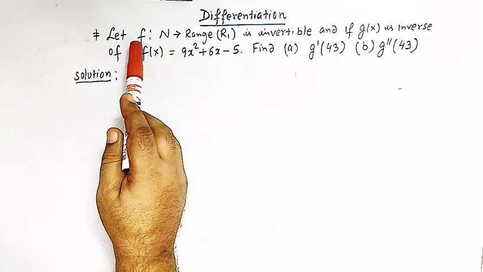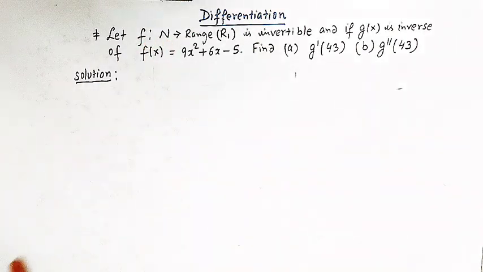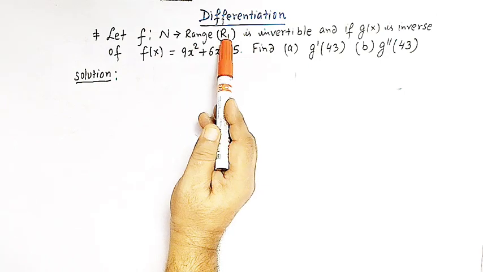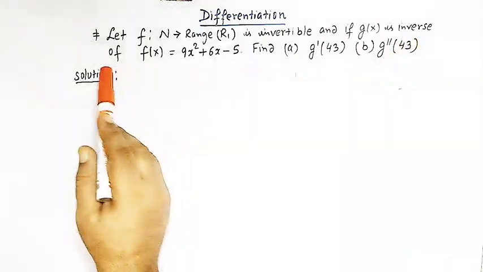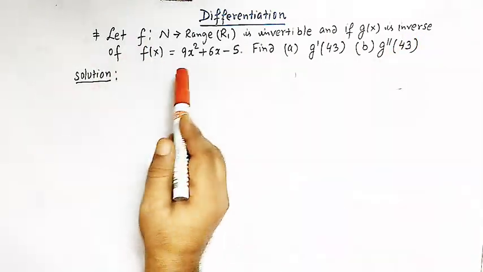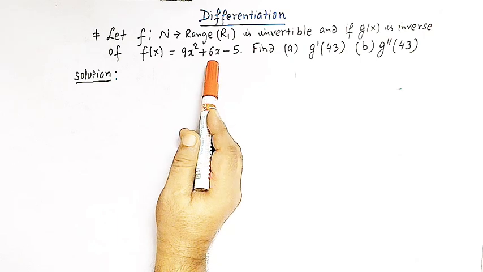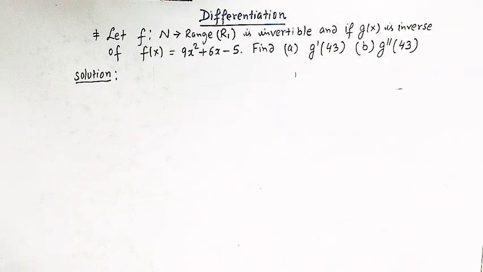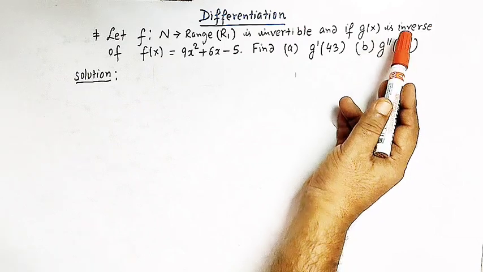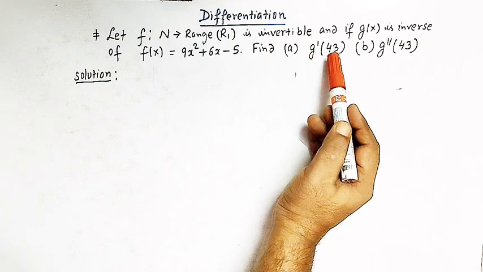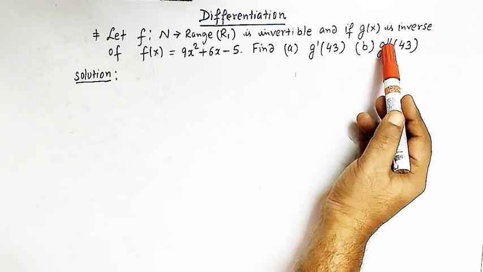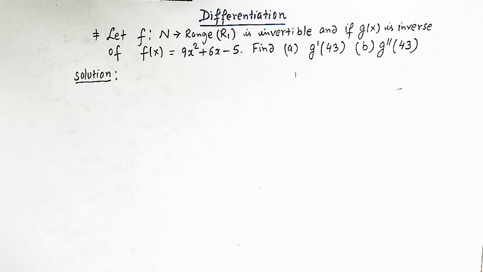So the domain of the function f is the set of natural numbers, and here the range is R, and this function f is invertible, and if g of x is the inverse of this function f of x, which is equal to 9x square plus 6x minus 5, then we have to find the derivative of the inverse function, that is the g of x, right? So we have to find g prime of 43 and g double prime of 43, right? Where g of x is the inverse of the given function f.